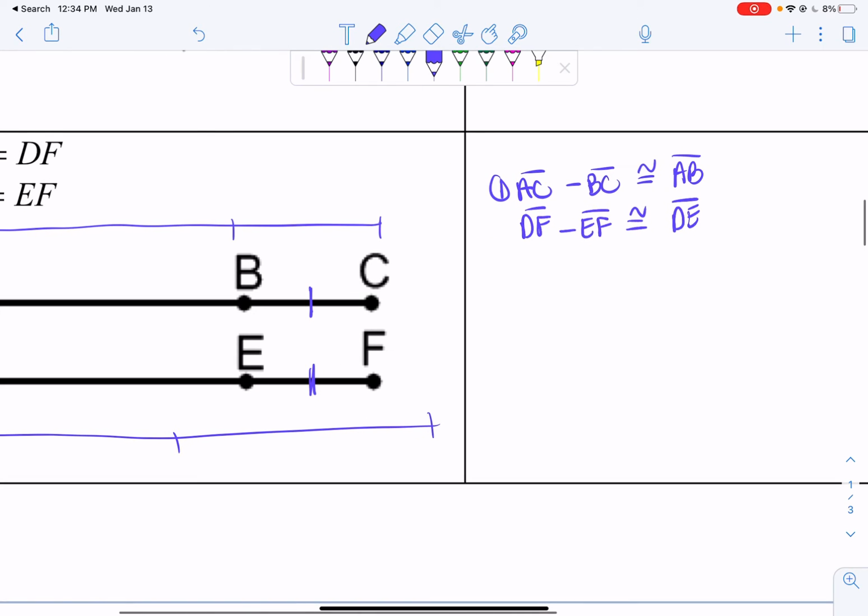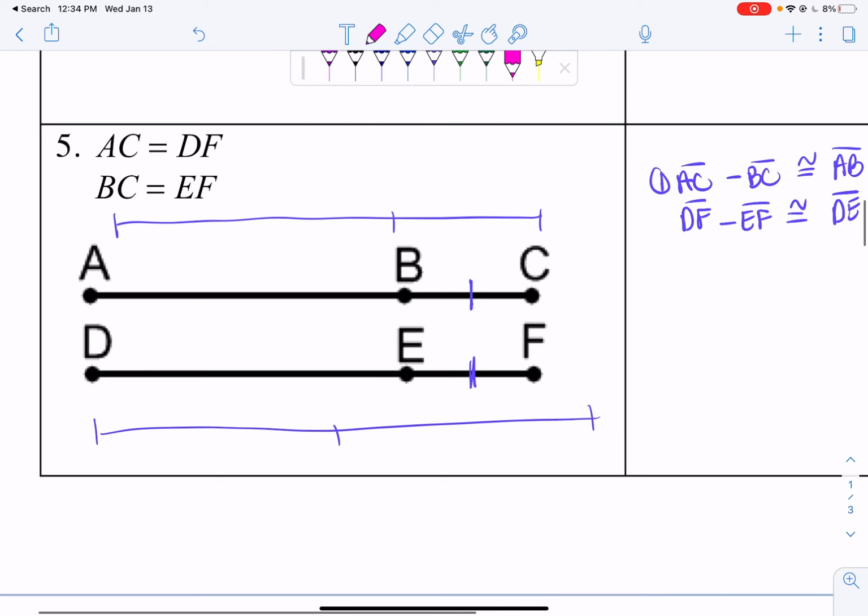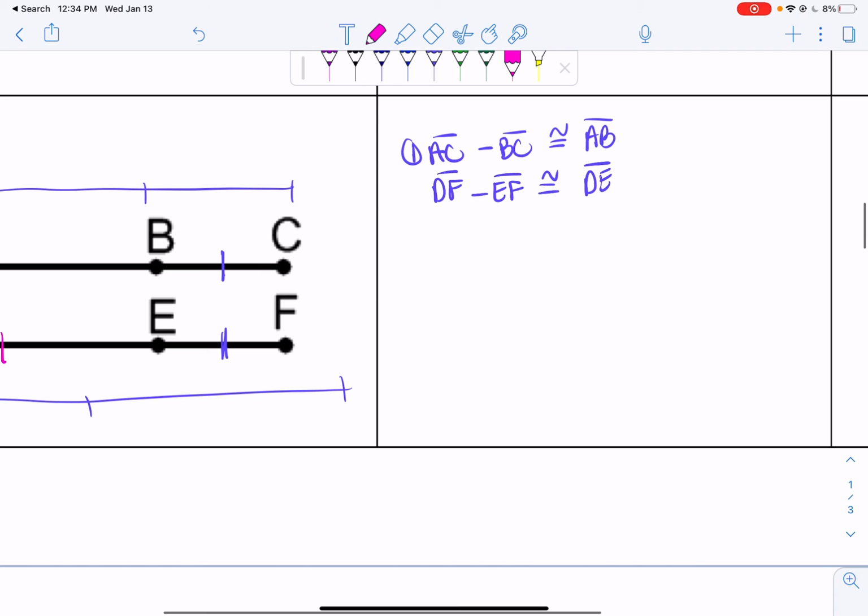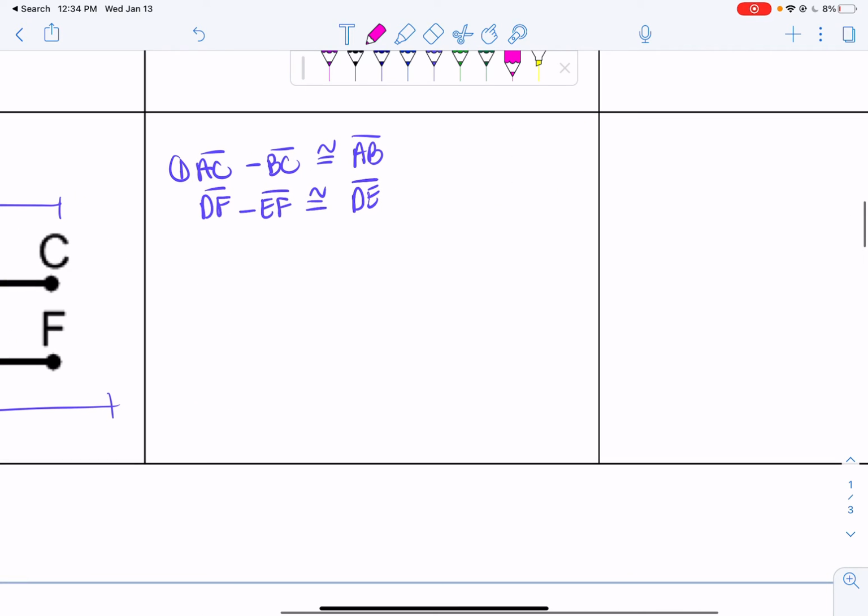Now that you took away two segments that are congruent to each other, you can now say that AB and DE are congruent to each other by substitution. So reason 1 is going to be subtraction. Reason 2, substitution.